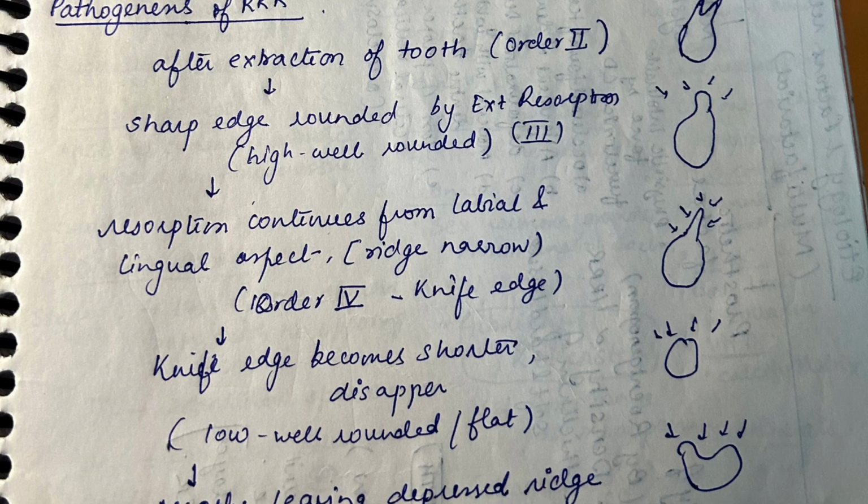After extraction of the tooth, order 2 is seen and then sharp rounded edge. This is the same Atwood's classification. A bit more is explained here. You can write it in pathogenesis of residual ridge resorption if it comes as a long note.